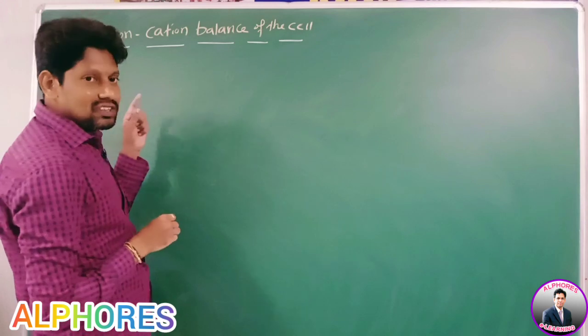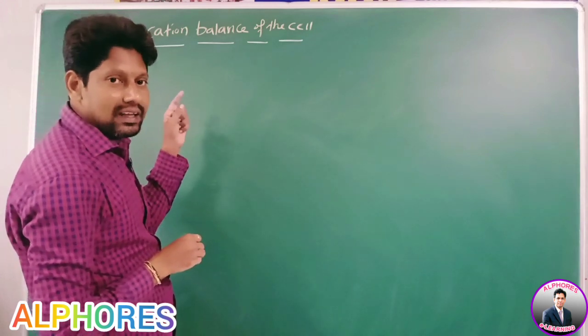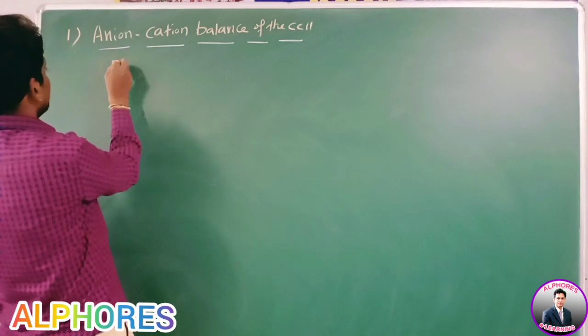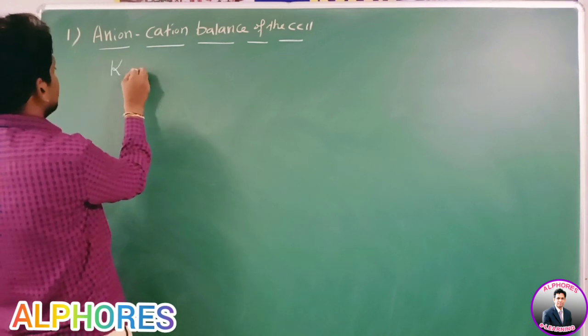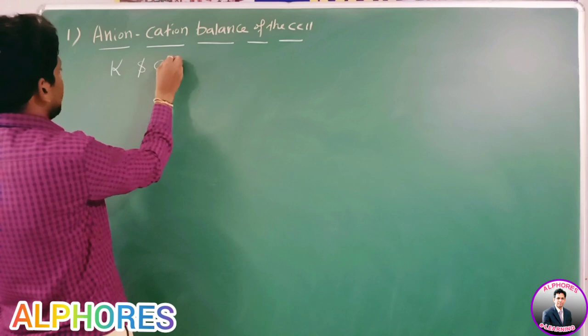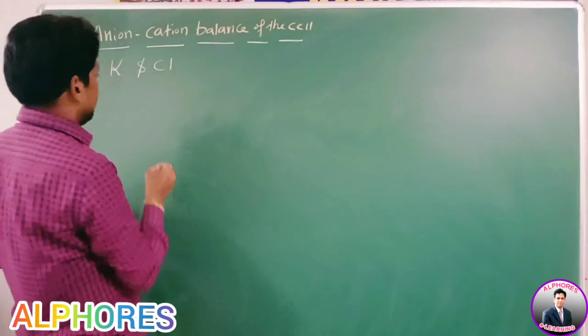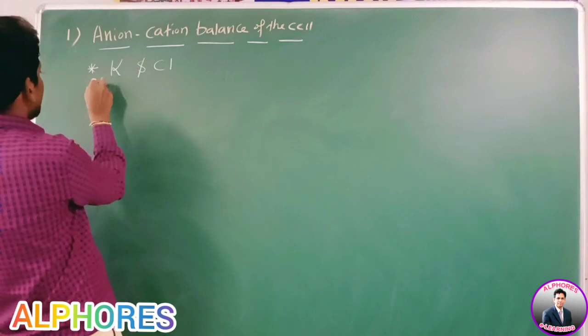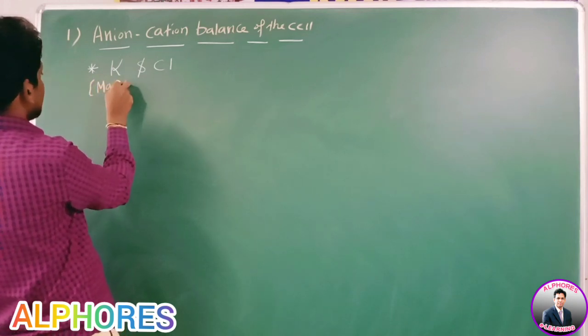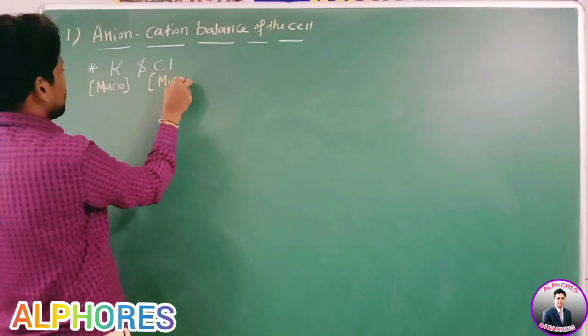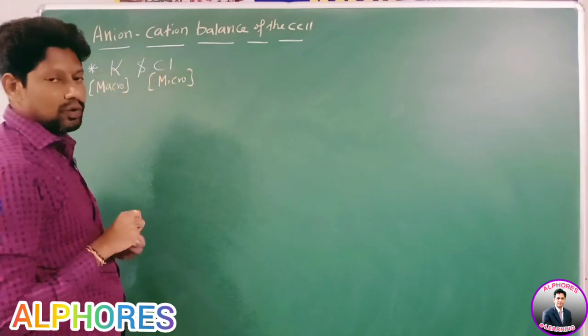What are the essential elements involved in anion cation balance of the cell? I am writing potassium and chlorine. Potassium is a macro element, yes or no? Whereas chlorine is a micro element.